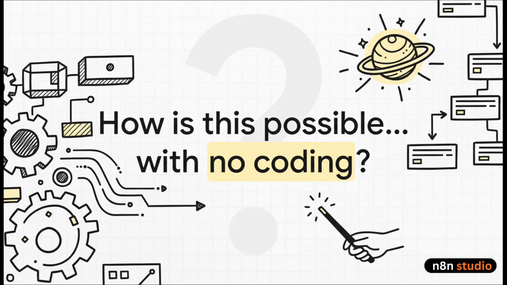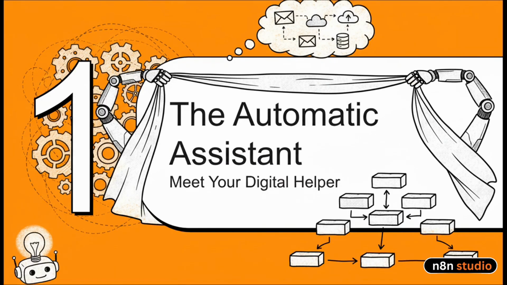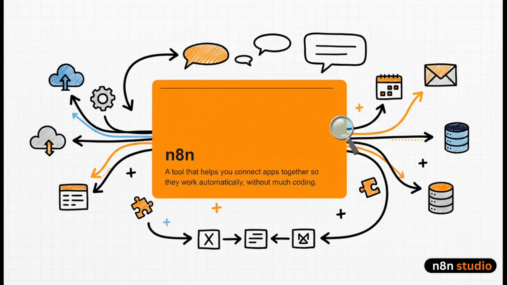So the big question is, how on earth is this possible, especially if you have absolutely zero coding experience? Well, that's the secret we're about to spill. It is time to meet your very own personal automatic assistant. We are about to pull back the curtain and show you the incredibly simple tool that makes all of this a reality. So the secret sauce here is a tool called n8n, and the idea behind it is just brilliantly simple. Think of n8n as a universal translator for all your different apps. It gets them talking to each other, working together, all on autopilot. And here is the absolute best part. You don't have to be a coding genius to be the one calling the shots.